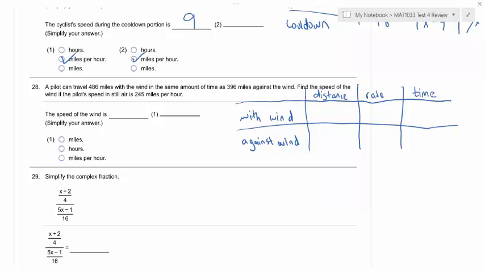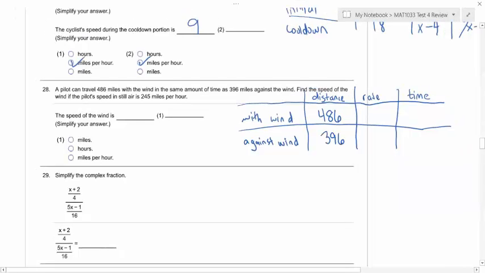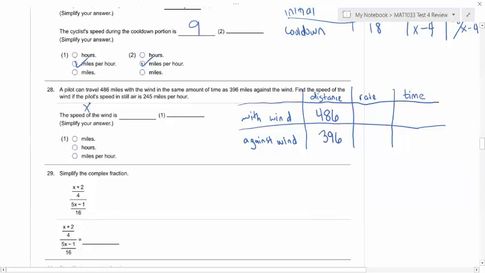486. And how about against the wind? 396. Now for the rate, they tell us the rate in still air, but we also need to identify the rate of the wind, right? So if the rate in still air is 245, let's use x to represent the speed of the wind, okay, since that's what we're ultimately finding.